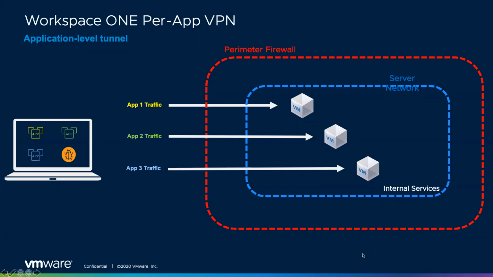So when a third app's opened, that gets access to the designated resources that it needs, but anything else on the device which might be malicious cannot access the internal network. So this is considered to be a much safer way of providing remote access. And this VMware Tunnel technology is built into the Workspace One platform.